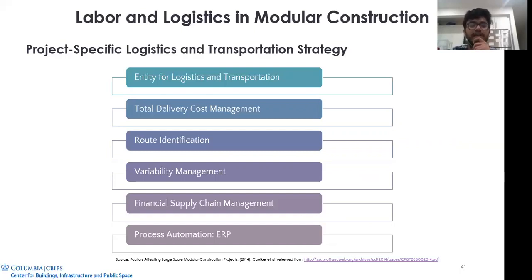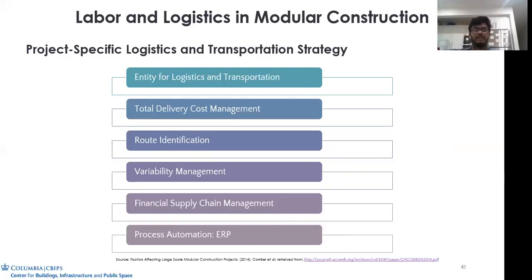The next best practice would be total delivery cost management. Throughout the project, there would be multiple deliveries, and cost management can be done using a robust ERP system. So you can also always implement total delivery cost management systems.